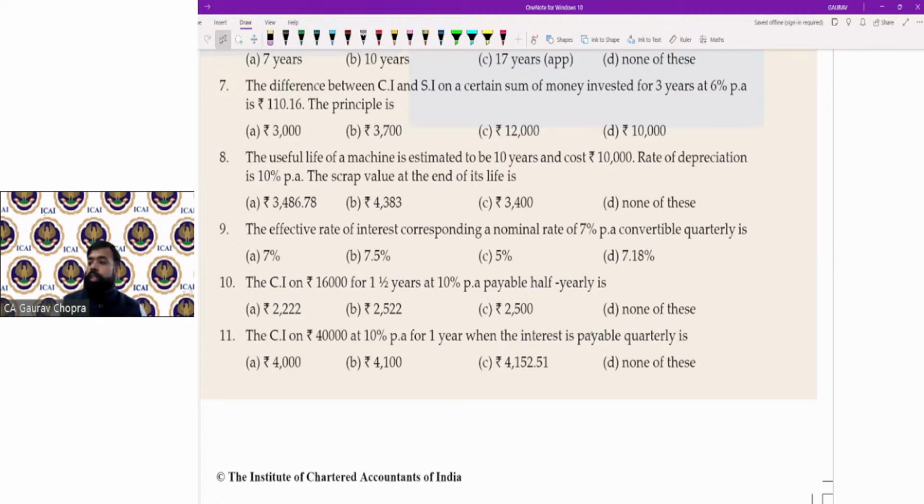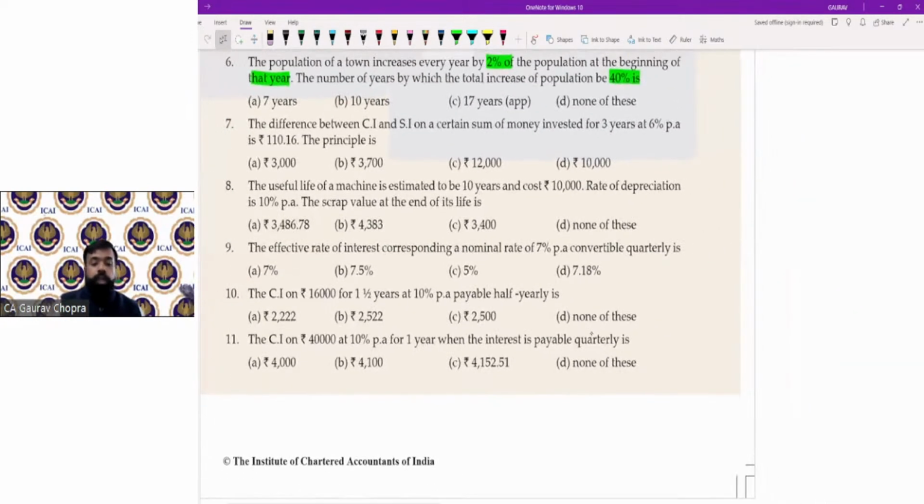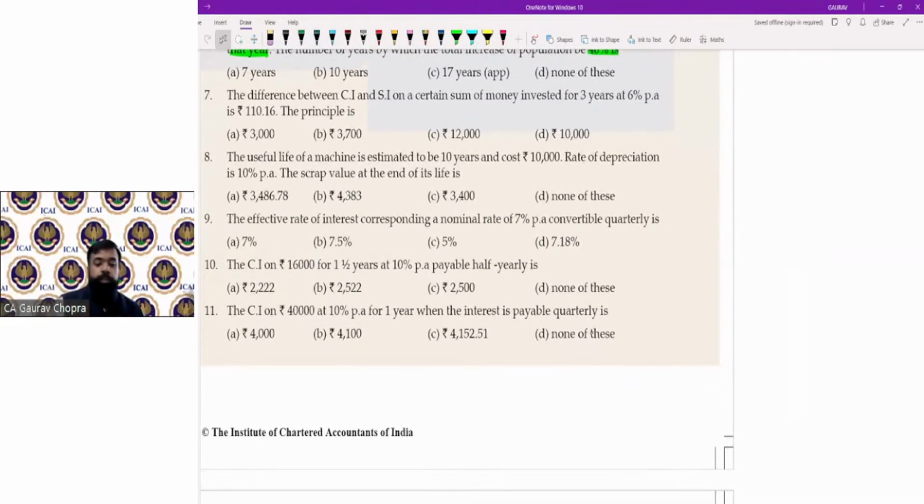So let's begin with question number 7. The difference between the compound interest and simple interest on a certain sum of money invested for 3 years at 6% per annum is rupees 110.16. Find the principal. Now, you require the principal. So how do we calculate this principal?